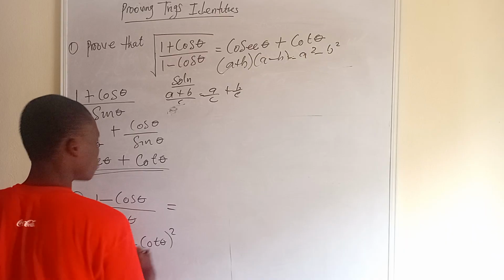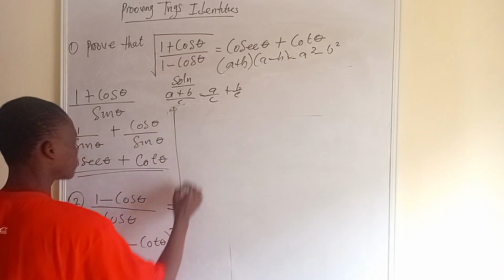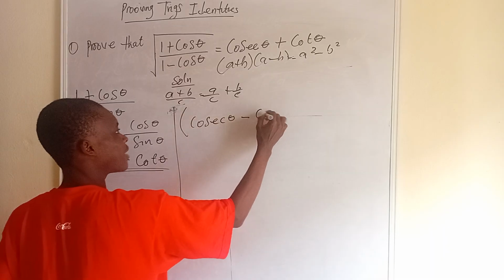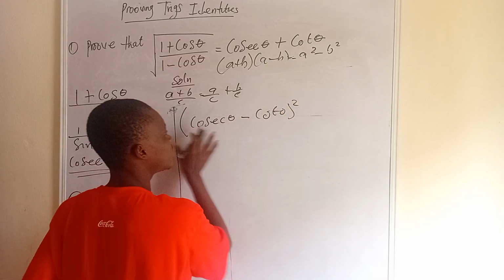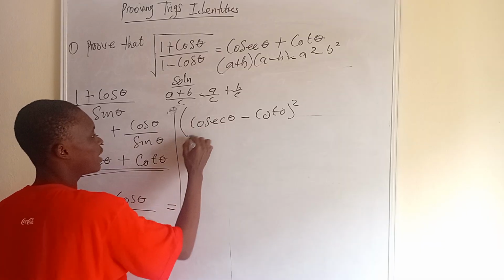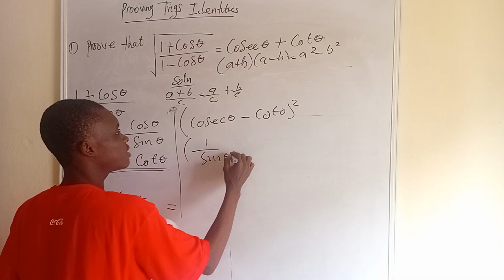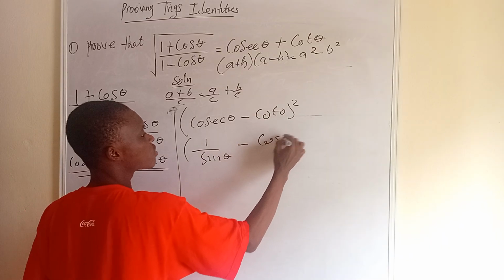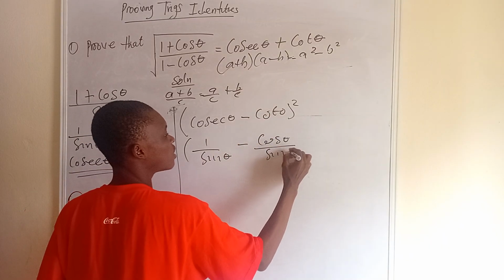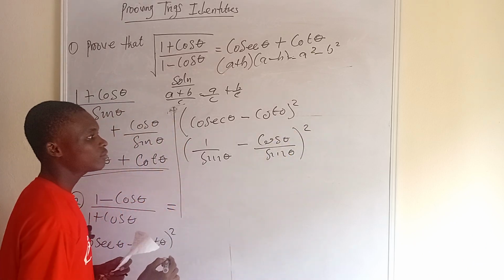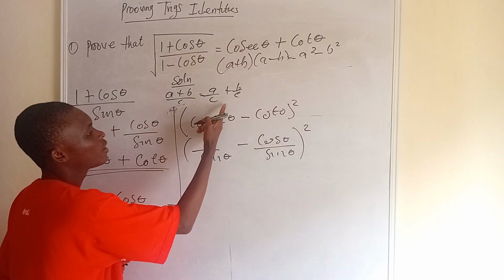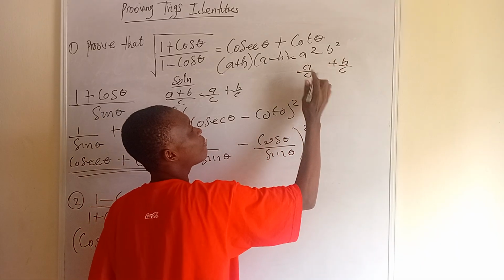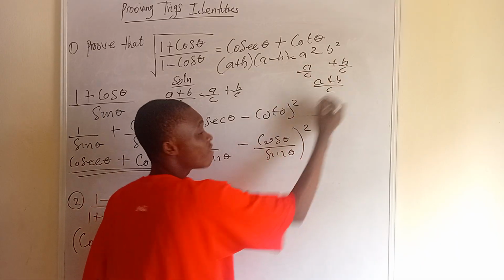So from here, we know that cosec theta minus cot theta all squared can be simplified. We know that cosec theta here equals 1 all over sine theta, minus cot theta here equals cos theta all over sine theta, all squared. So remember from here, if we have a all over c plus b all over c, we can interpret this as a plus b all over c.